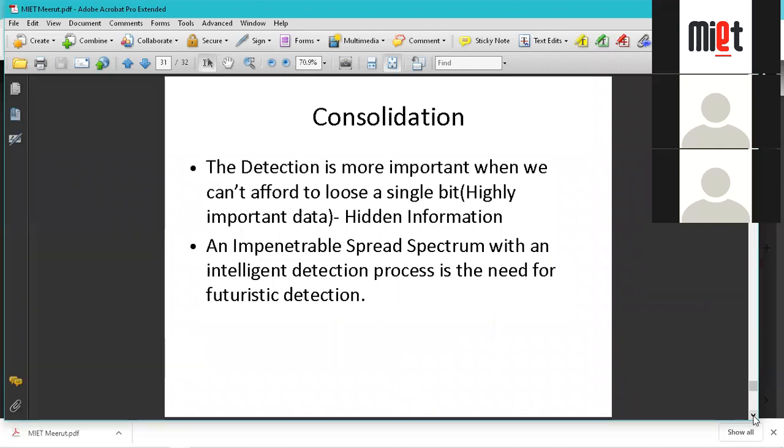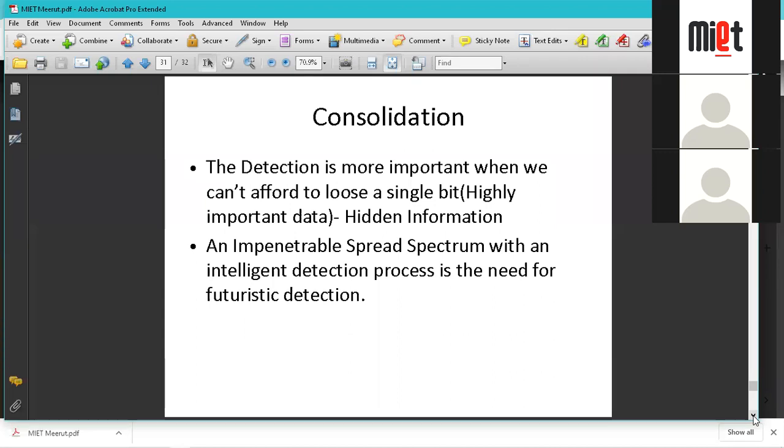A few more things we have understood is that statistical detection is more important when we do not wish to lose a single bit. So it means there has to be some hidden information. Where do we keep this? How does this hidden information help us to have a better detection based upon statistics? This is one of the things we learned from this study.